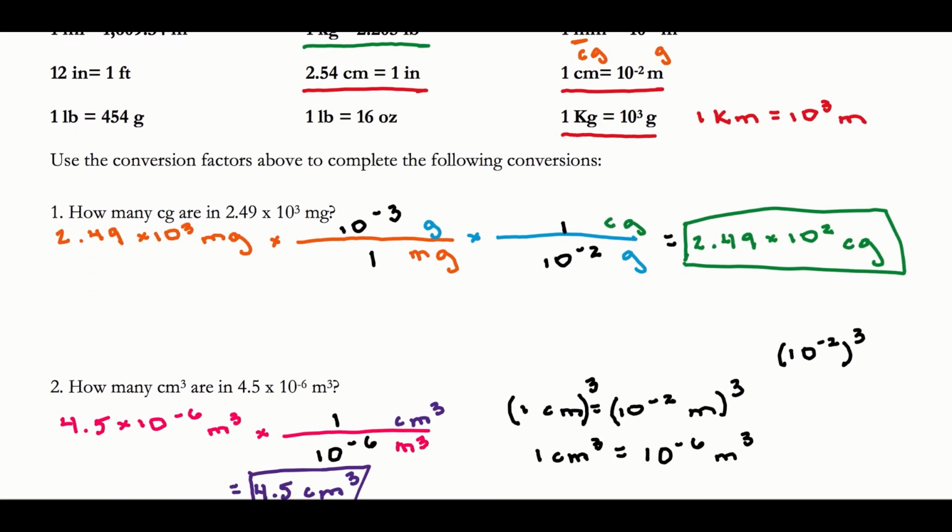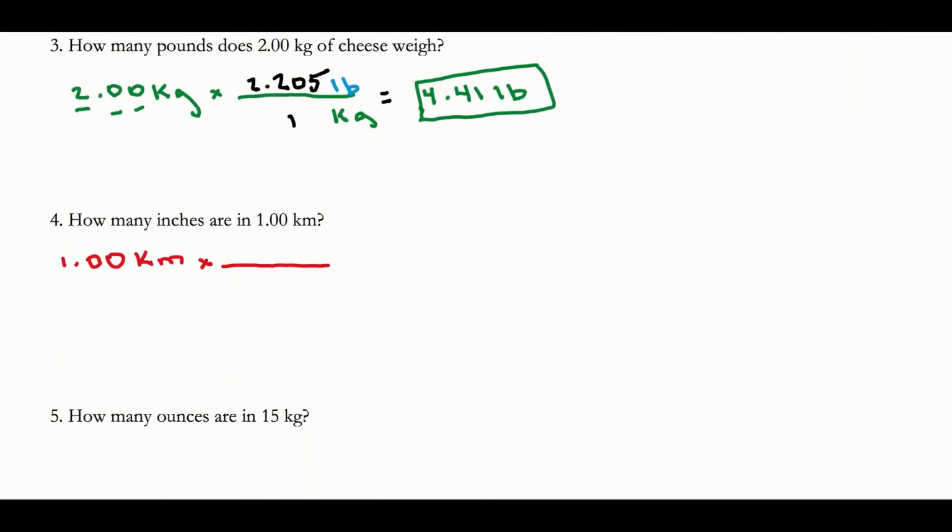So let's do it. I'm going to write out all of the relationships up above just to remind us of them. So 1 kilometer equals 10 to the third meters. I also know that 1 centimeter equals 10 to the negative second meters. And the last relationship that I gave you was 2.54 centimeters equals 1 inch.